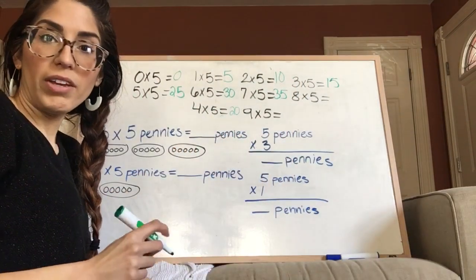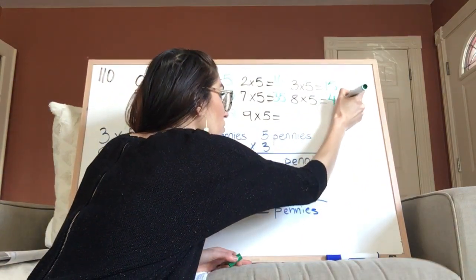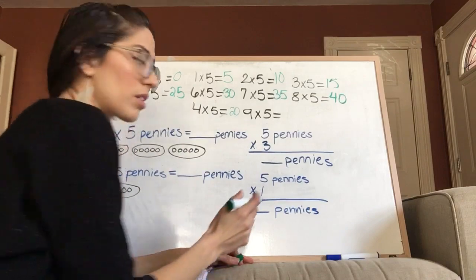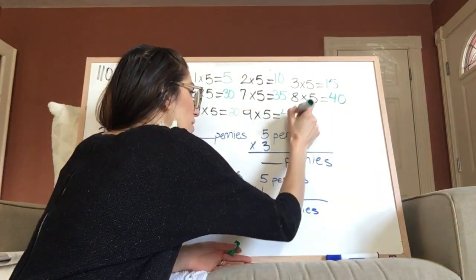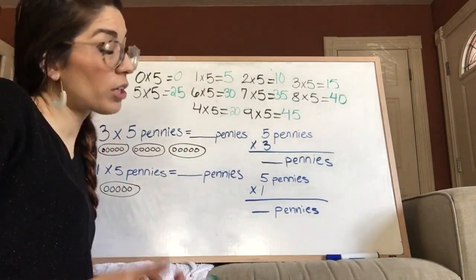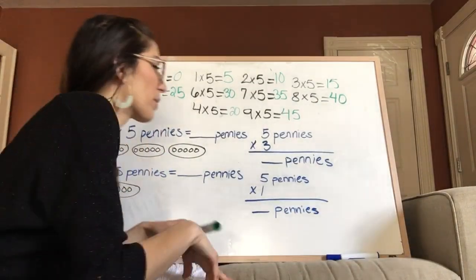8 times 5 equals 40. Good. And we have 9 times 5 equals 45. Good. And we're going to stop there. We could do 10 times 5. I'm sure you guys know that. 50, right? But the math book has me stop there.